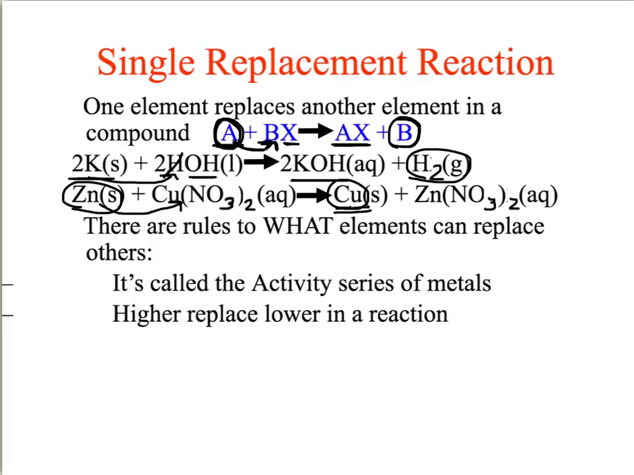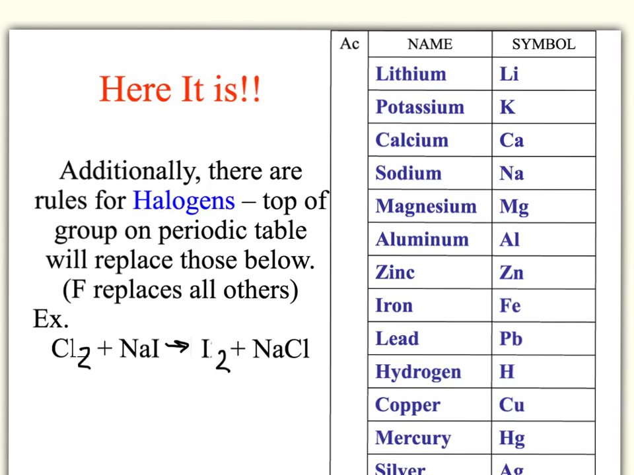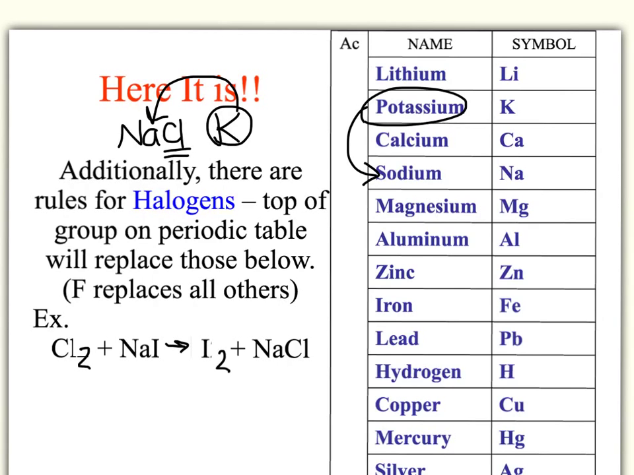Now there is a rule about this, what elements have the ability to replace other ones. And I kind of like to joke about this and call it the Sexyness Scale. In other words, any metal that's above another metal on the scale would have the ability to steal away something from that other element. For example, if I had sodium chloride and potassium came in, since potassium is above sodium, it would be able to steal away chlorine from sodium.